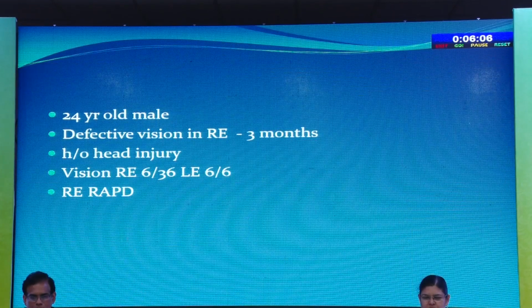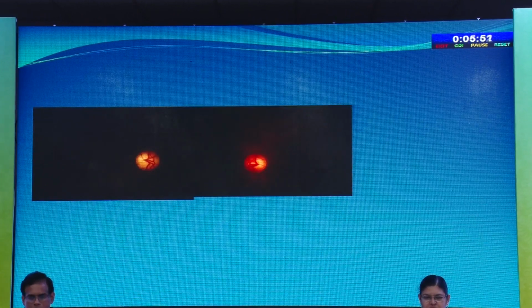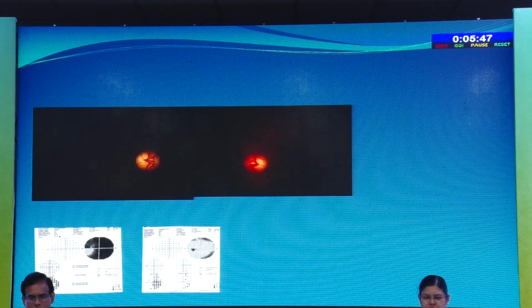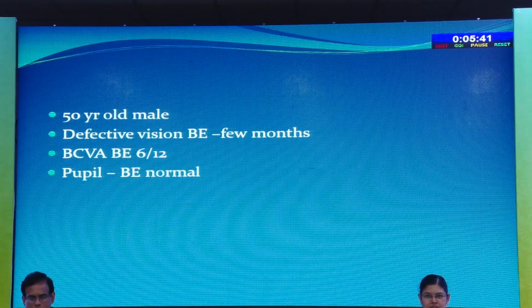Another patient, a 24-year-old male, with defective vision in the right eye for 3 months after a history of head injury. Vision in the right eye was 6/36, left eye 6/6. Right eye RAPD was there, and fundus showed optic atrophy in his right eye and reduced field. VEP showed ill-defined waveforms, and this is a case of traumatic optic neuropathy.